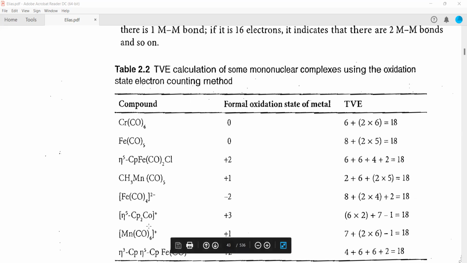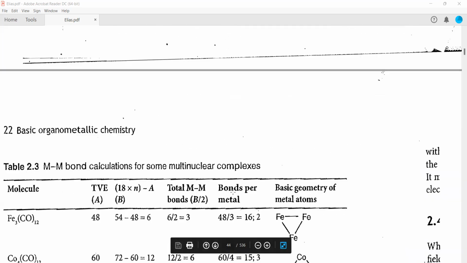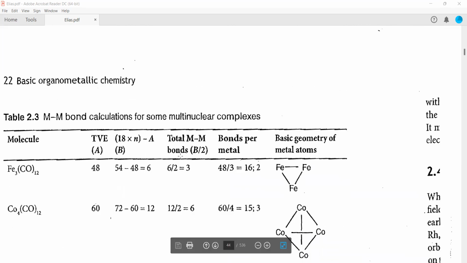Eta 5 Cp2 cobalt. We know what Cp is, right? Since eta 5 is given, it is L2X type. From the neutral atom method, it will give 6 electrons from each Cp. Since there are 2 Cp, 6 into 2 is 12, and now cobalt is 9, sorry, 7. Then you need to minus 1. So that gives 18. Similarly, you can do this for the rest of the compounds in Table 2.2.